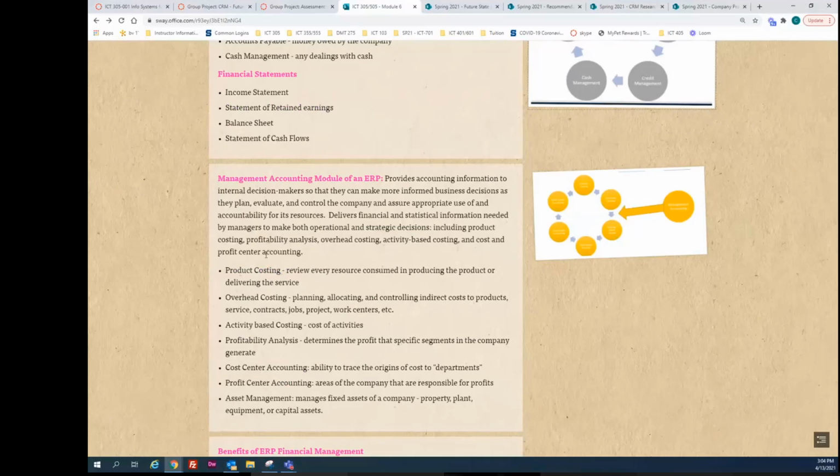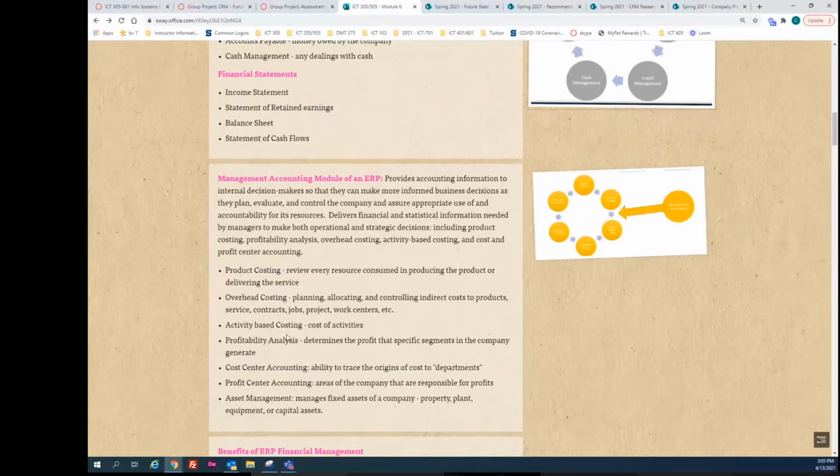Each one of those departments would be able to have their own management accounting part in this module where they could track and see what is the product costing to make. So how much does it cost from start to finish to make those bouncy balls? How much overhead costs do we have? You know, this time spent planning, like if they want to launch a new supersized bouncy ball, how much time does it cost to plan that? Allocating resources, are there indirect costs to that product? Contracts, how much is it taking to negotiate contracts or jobs, projects, work centers? It's a way for them to manage all of that.